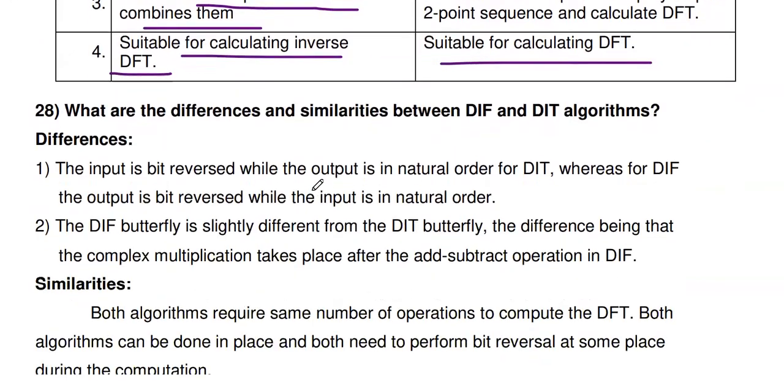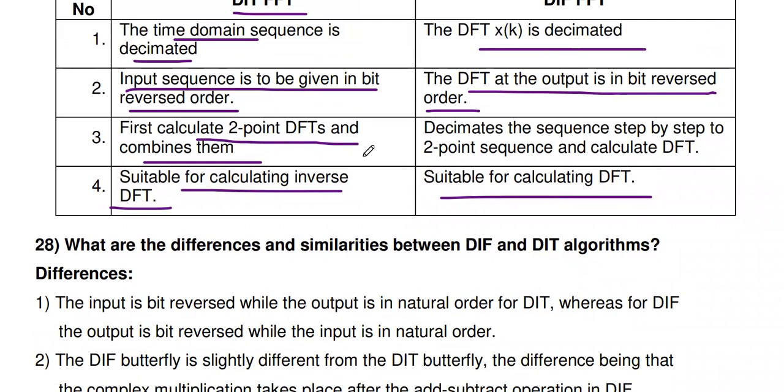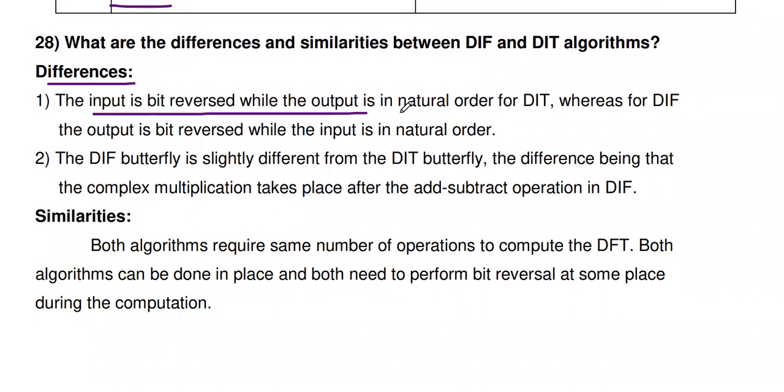And similarly, the same question: what are the differences and similarities between DIT and DIF? Instead of writing in table format, you can write this also. You see the difference: the input is bit reversed while the output is in natural order for DIT. Similarly, for DIF, the output is bit reversed and the input is in natural order. That is one thing.